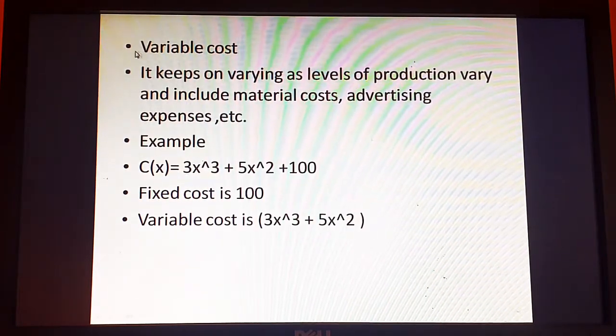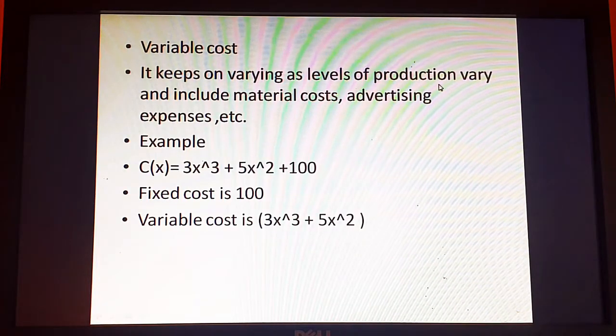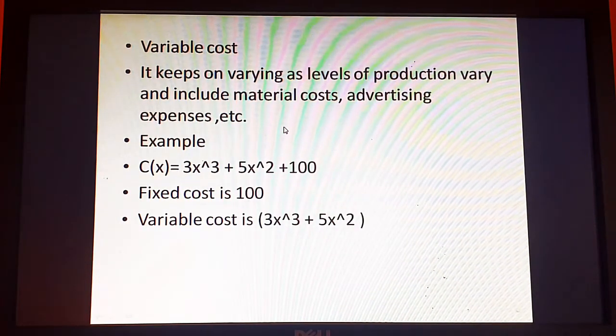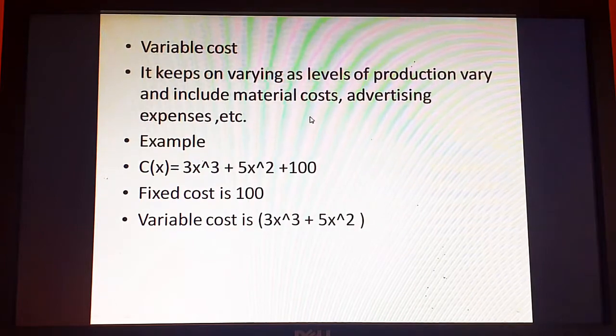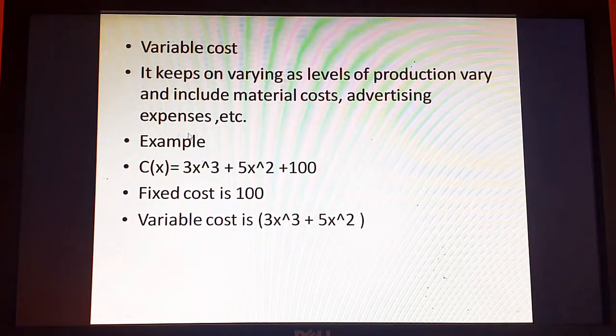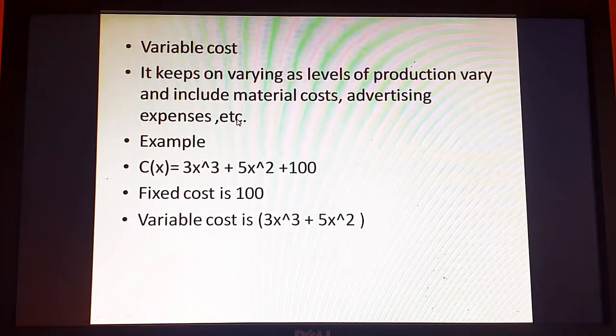Variable cost is, from the name you can say, it keeps on varying with various levels of production. The material cost will vary, right? When you're going to manufacture, for example, a pen, the material cost might vary. This month you might pay a particular amount for the refill, the next month it will cost another amount. The material cost will be varying. Advertising expense, it will all vary. That is called variable cost.